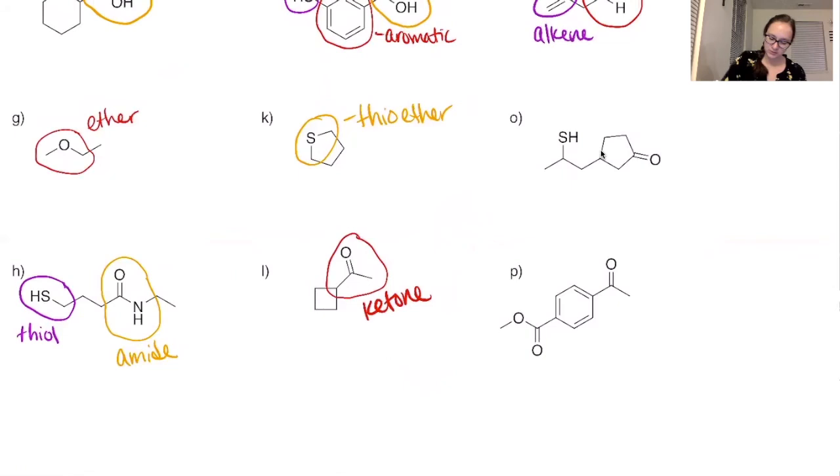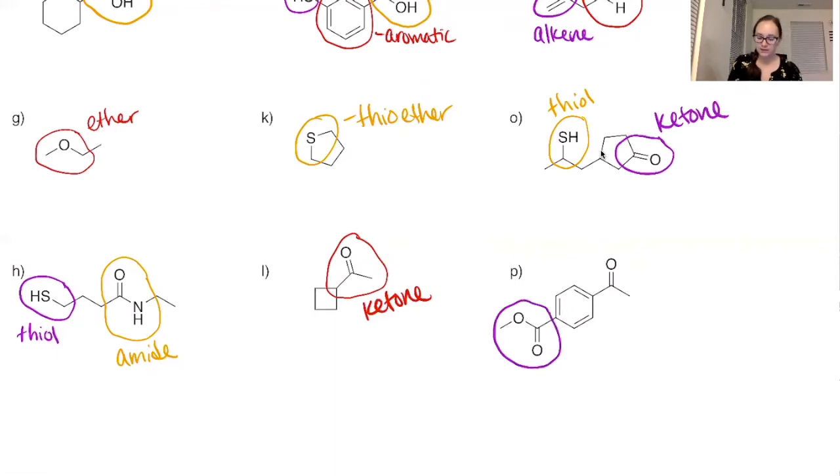O, we have a sulfur with a hydrogen off of it, so this is a thiol. And then we also have a carbonyl with a carbon on either side. This is called a ketone. And our last one, P down here, we have a carbonyl next to an OR group. So this is an ester.